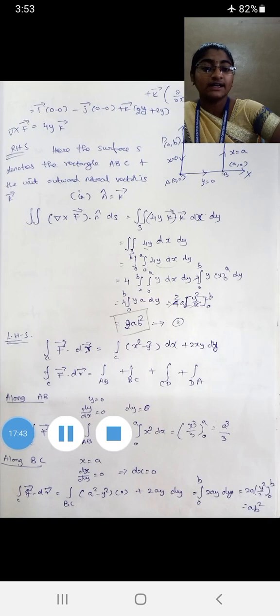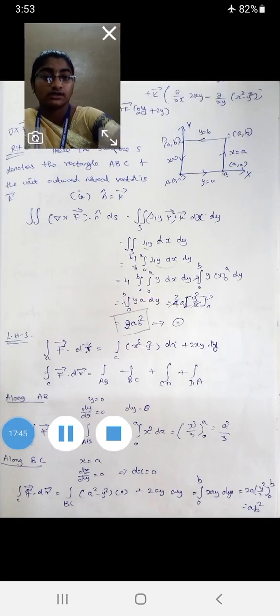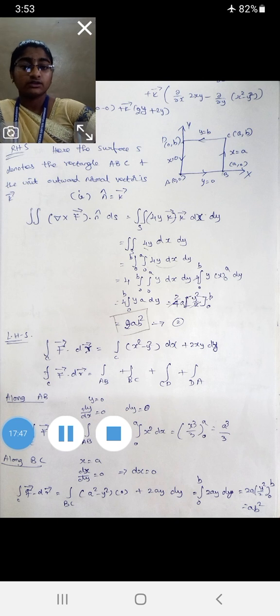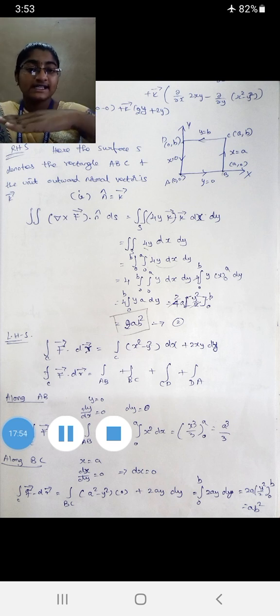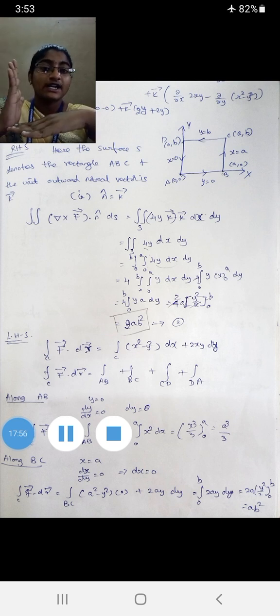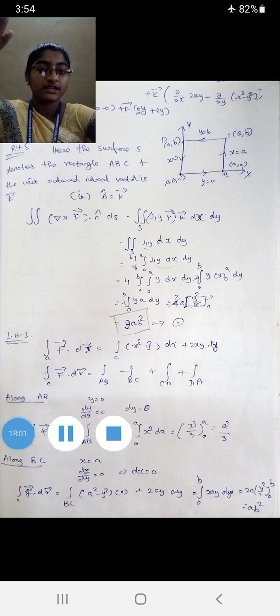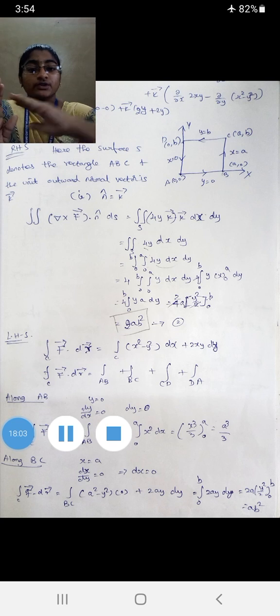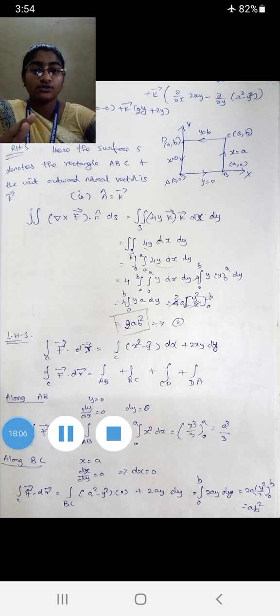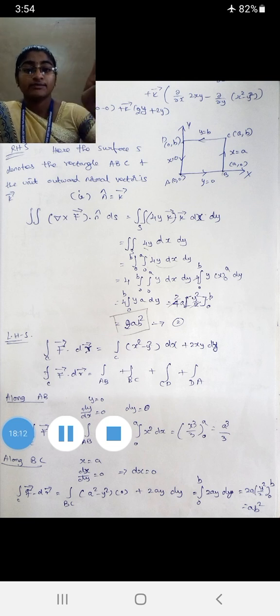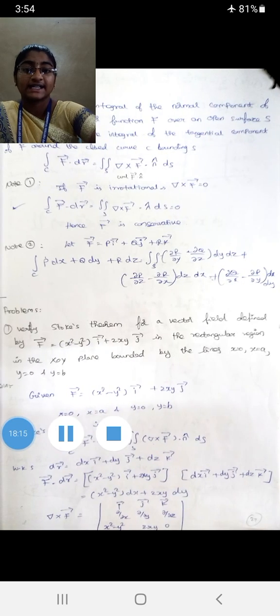First we have to see the diagram for this. For the rectangular area given, we can take the x-axis and y-axis. The x-axis is denoted as y equal to 0 and the y-axis is denoted as x equal to 0. The opposite of y equal to 0 is y equal to b, and the opposite of x equal to 0 is x equal to a. So we can name the lines AB, BC, CD and DA, because there are 4 sides in the rectangle.